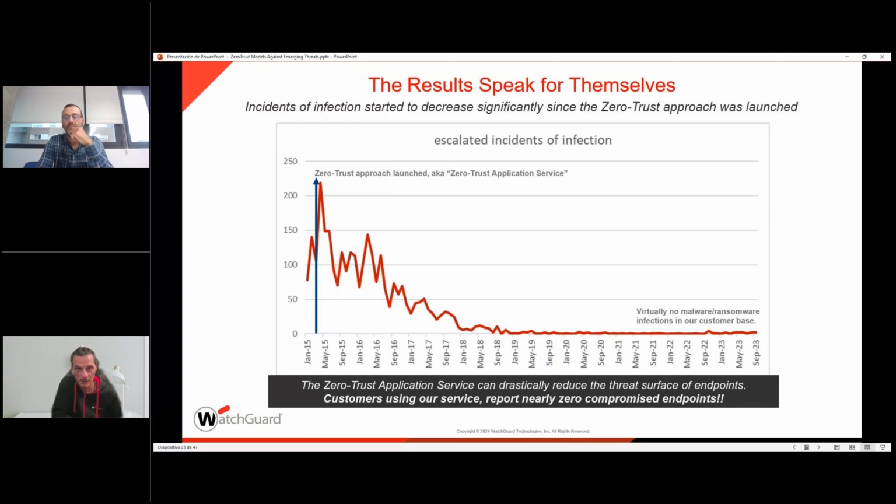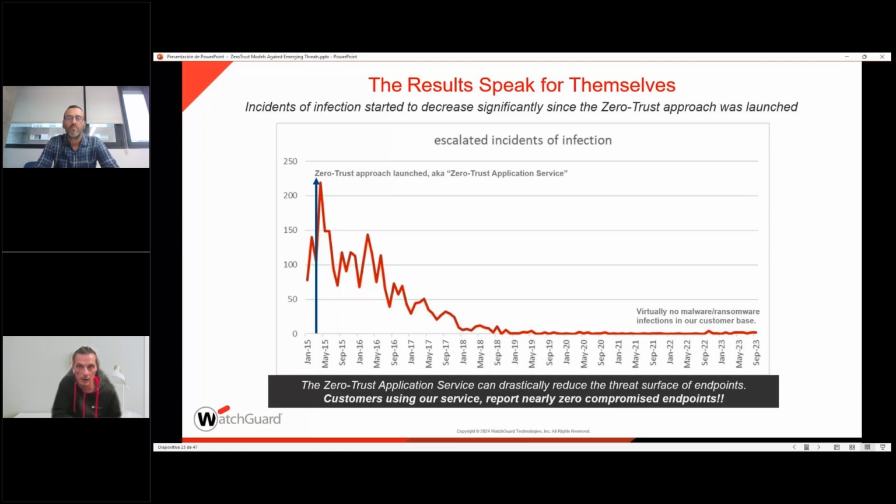Everything was polymorphic at that time. And at that moment, the attackers started to use fileless attacks as well, scripting and things like that. So it was a very tough moment for the security industry. Our response to that threat was the Zero Trust attestation model.